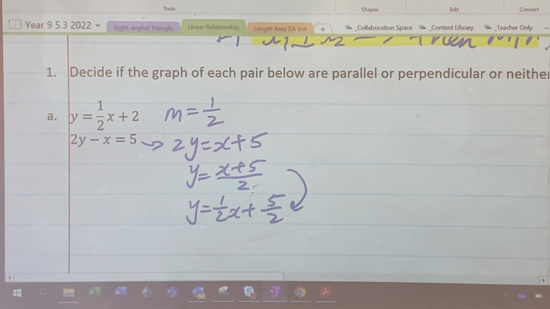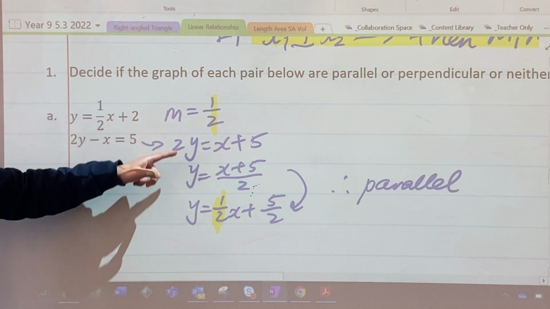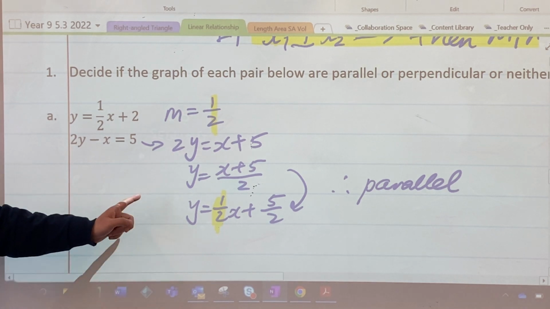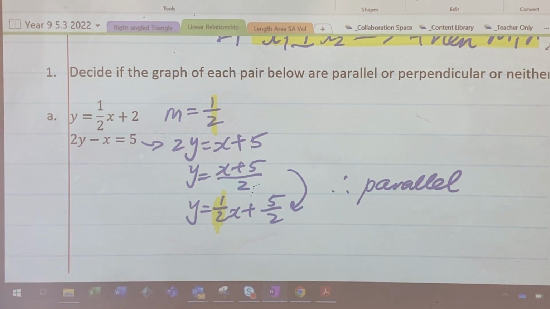From here to here, we need to build that skill that we should be able to separate the fraction. Then, what's the gradient? Half. Easy. So first one's half, second one's half. What's the relationship? Therefore, parallel, because two gradients are the same. Easy, right? Make sense? Does it make sense, everybody? Good?